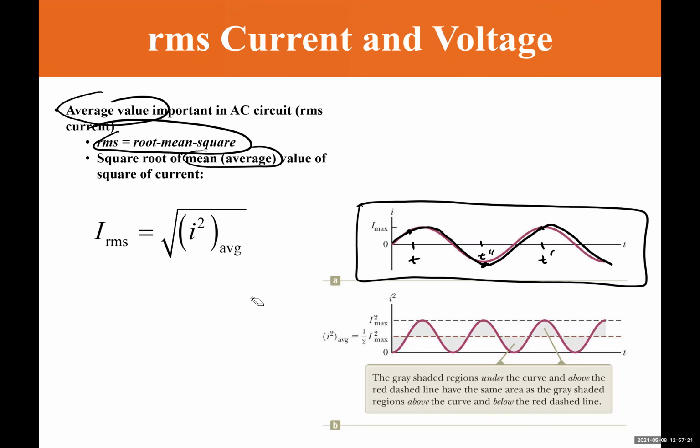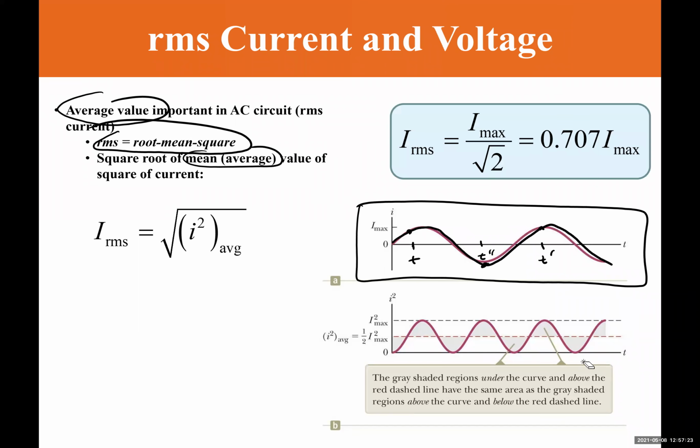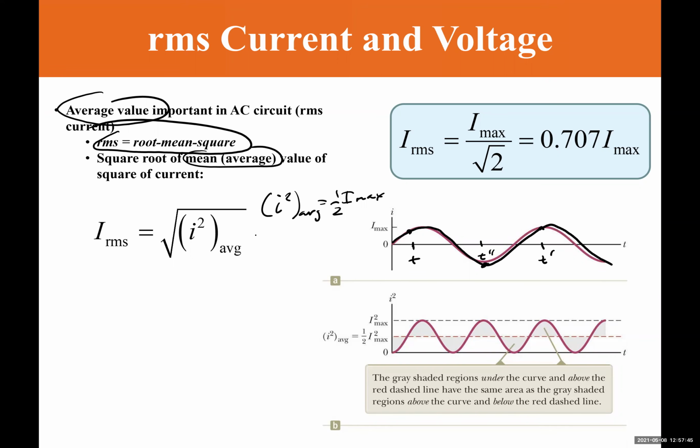Now the same thing we can have for the rearranging. As I said, if you look at it in terms of current, the average current is equal to 1/2 of the maximum value. So if you take that and plug it inside the square root, then what you end up with is basically this equation.